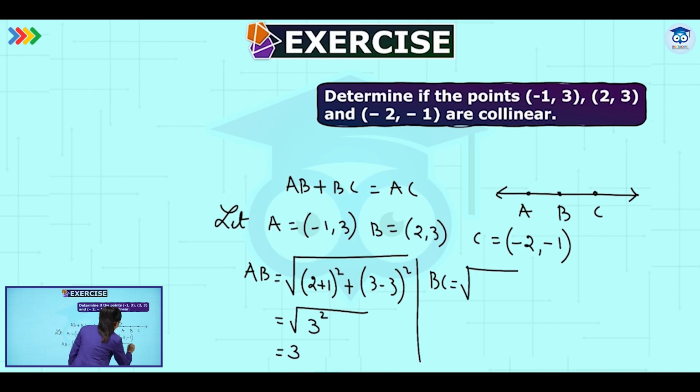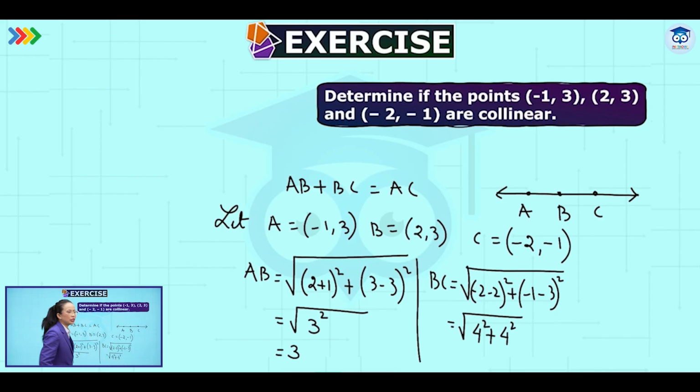Next, we'll calculate BC. Again, square root of the difference squared. So minus 2 minus 2, so minus 4 square, and then minus 1 minus 3, minus 4 square. So the square root of this is 4 square plus 4 square, the minus we don't need to consider. So it's 32. If you take out the square root, we have 4 root 2.